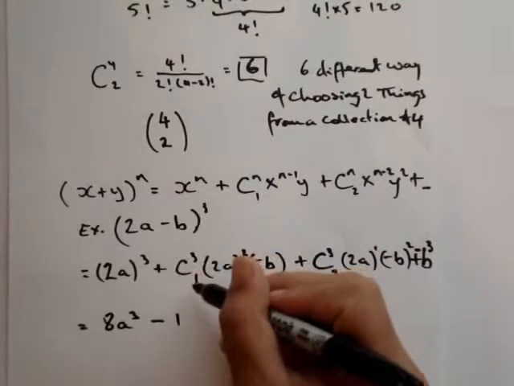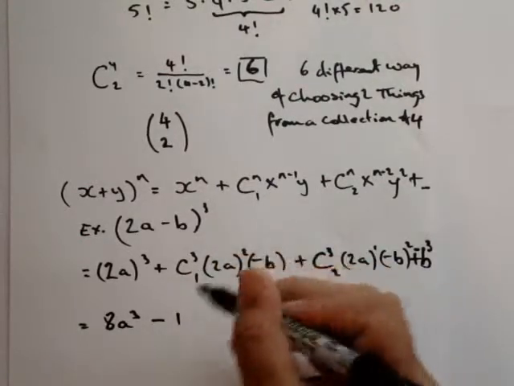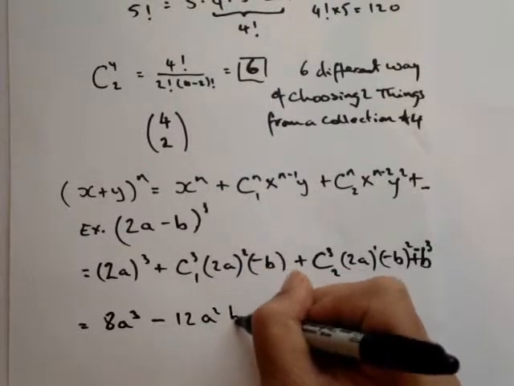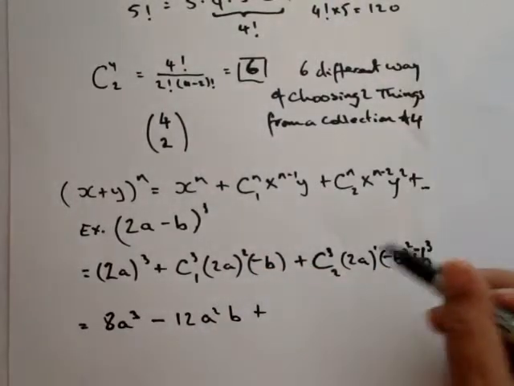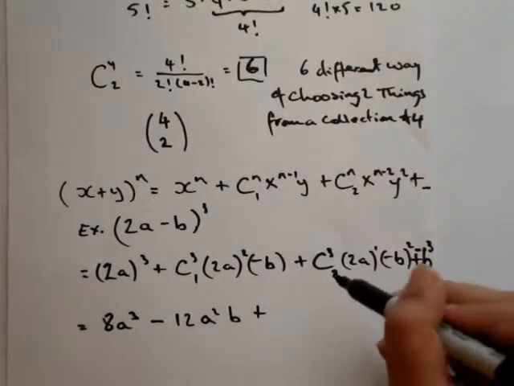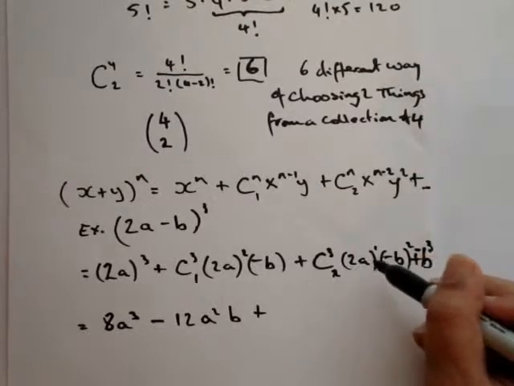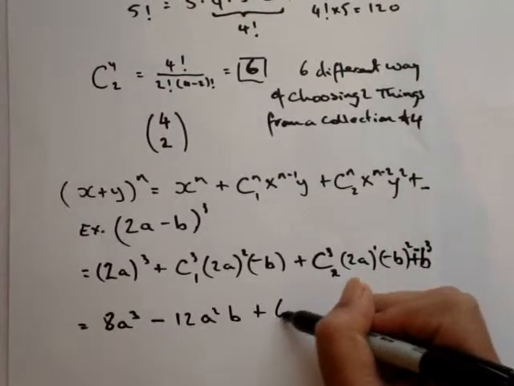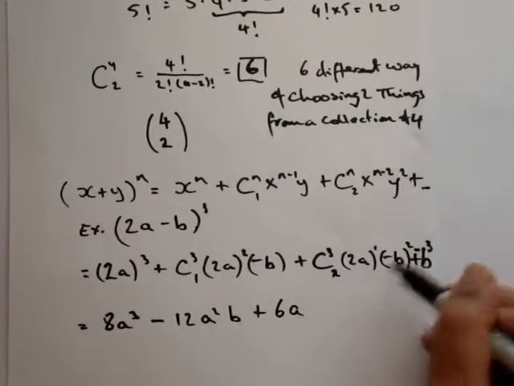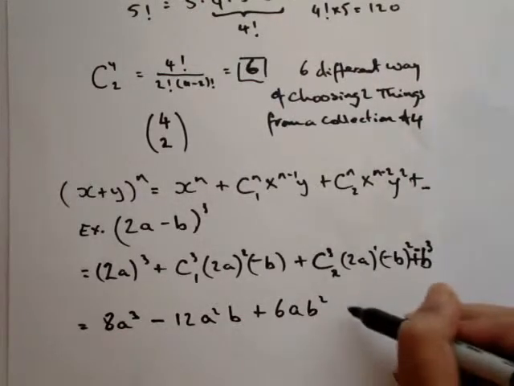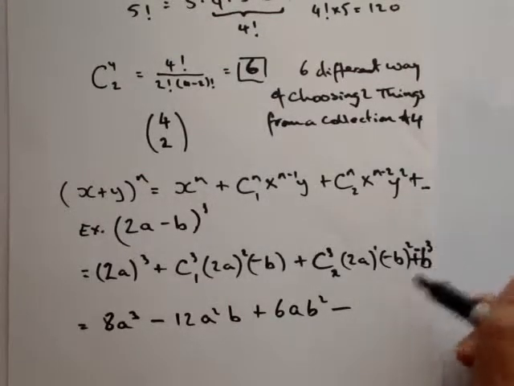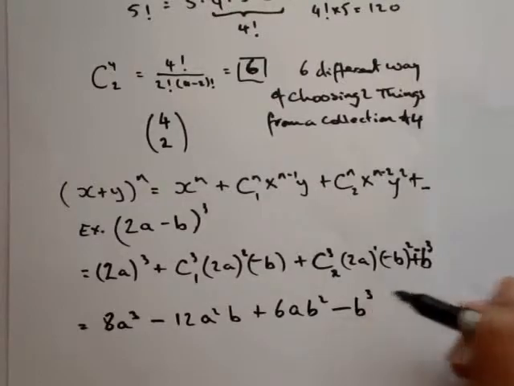See, this nCr value is 6 when we work it out, so this becomes 12a squared b, plus this nCr value when we work it out is 3, so this becomes 3 times 2 is 6, a minus b squared is b squared, and then minus, because b cubed leaves us with a minus b cubed.